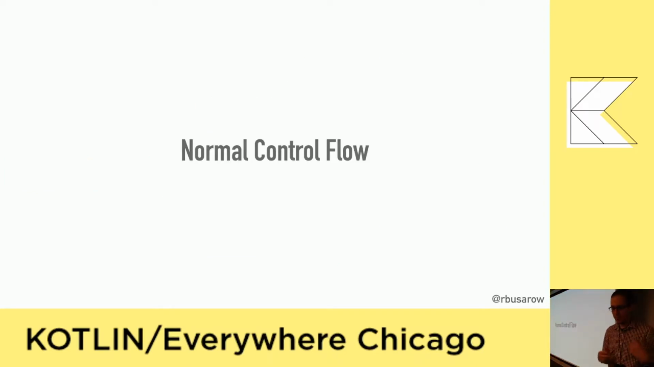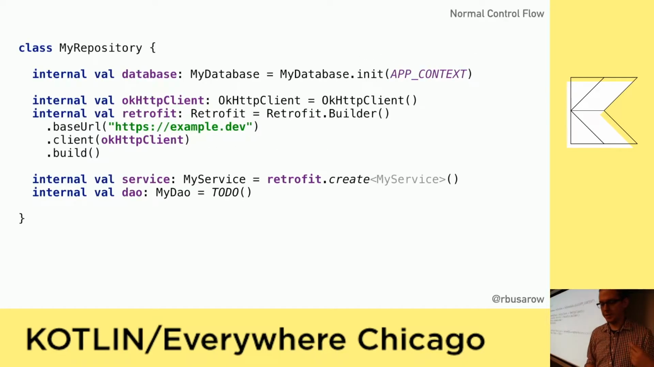So, before we talk about inversion of control, which is the superset of service locators and dependency injection, we're going to talk about normal flow of control, which is also called control flow or normal control flow. Lots of names. If we were to build this repository using that pattern, and only that pattern, no singletons or anything, we would need to create a Room database and an OkHttp client and Retrofit instance, and then we would finally be able to get our service and DAO.